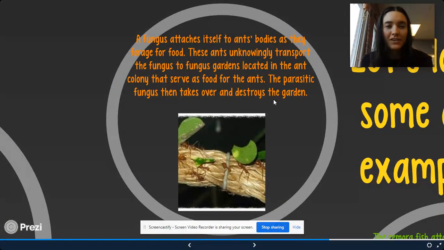Next one. A fungus attaches itself to ants' bodies as they forage for food. These ants unknowingly transport the fungus to fungus gardens located in the ant colony that serve as food for the ants. The parasitic, that's a good clue right there. The parasitic fungus then takes over and destroys the garden. So this is definitely parasitism because this fungus is benefited, but the ant is definitely harmed.